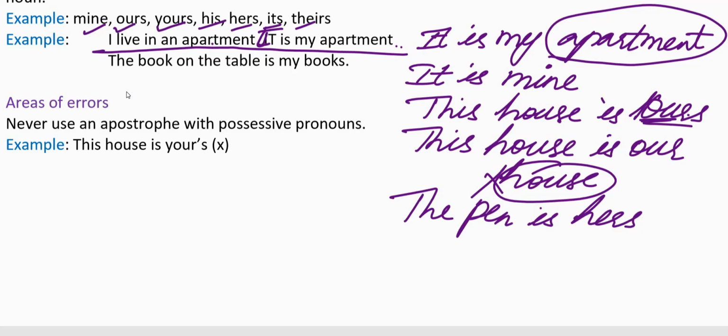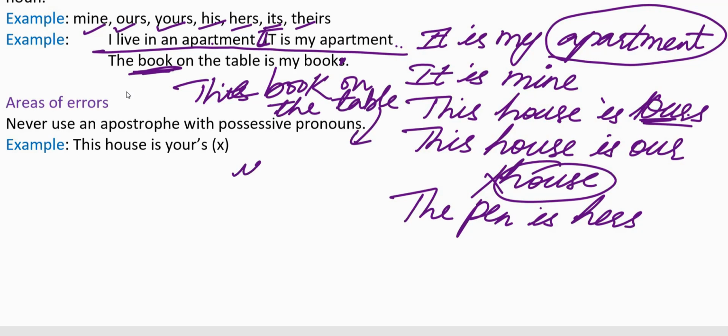In the second example here, the book on the table is my book. Here we need not repeat the book again because the noun has already been introduced. We know that we are talking about a book, and to show the possession of that book, I can write this: the book on the table is mine. I don't have to write the book on the table is my book, because I am simply repeating the noun once again, which is not necessary.